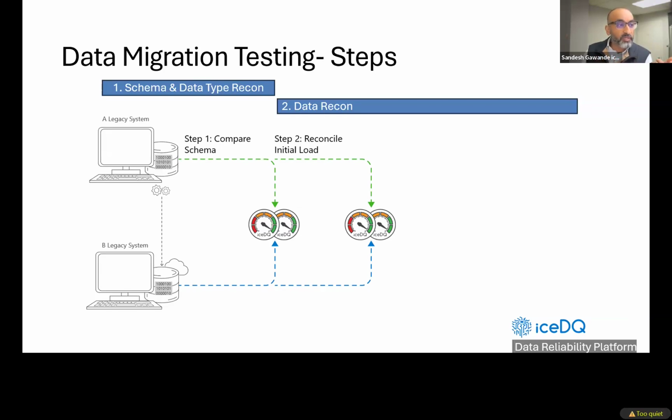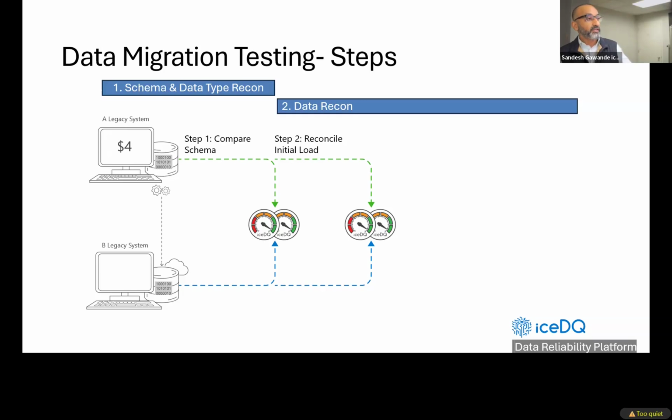And how do you know that? You need to reconcile the initial load. And again, we'll take an example and show you how to do that. Then once the systems are consistent, so I have a million records here, I have a million records here, I have $1 million transactions there, I have $1 million transactions there.